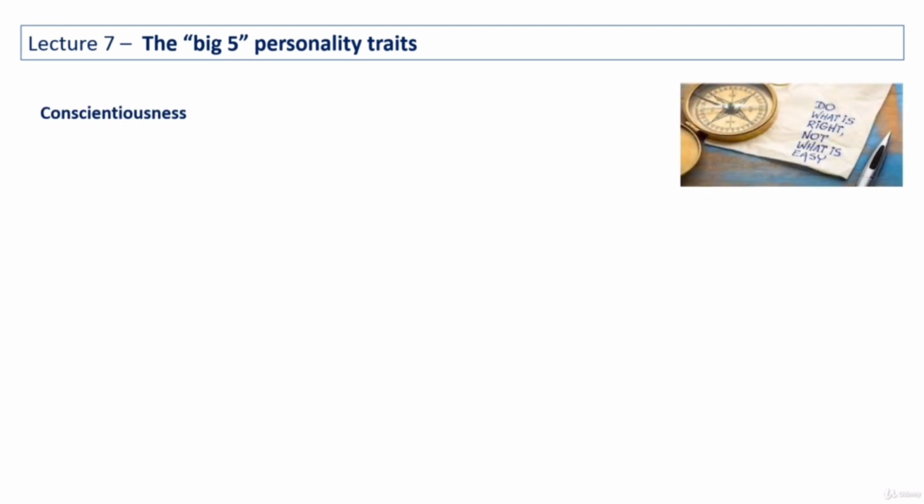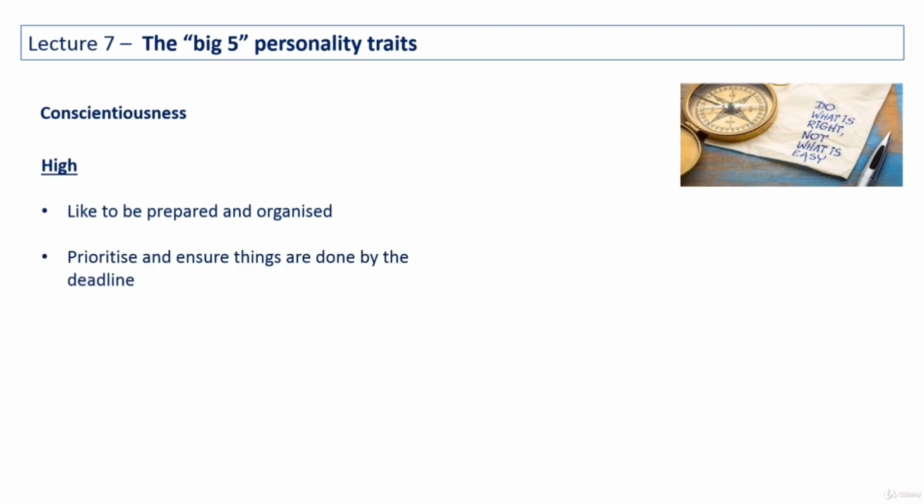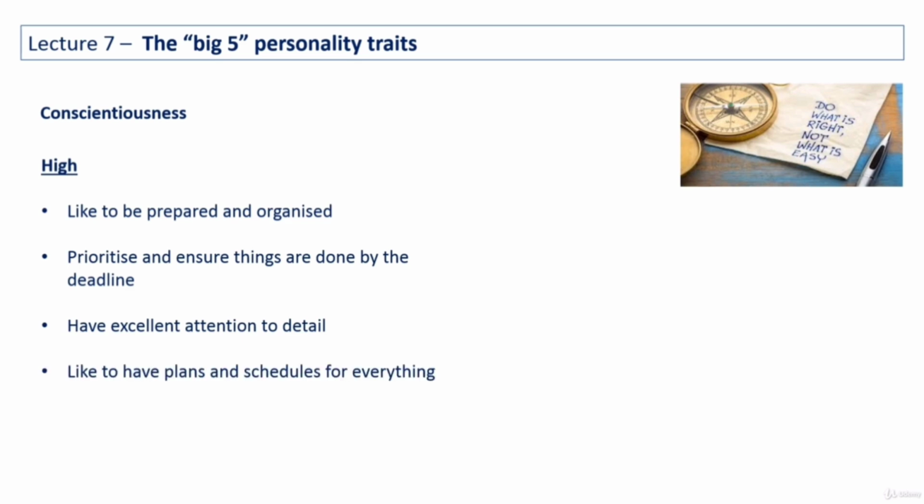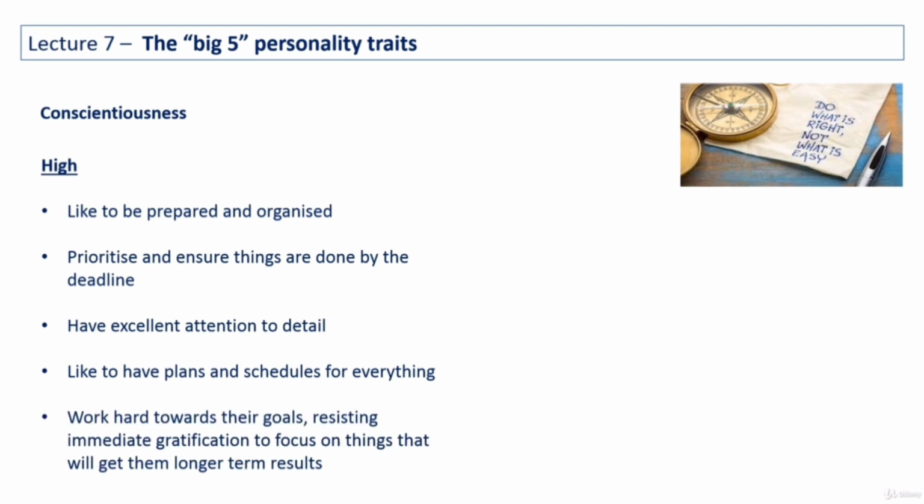Next up we have conscientiousness. Now this describes a person's ability to be self-disciplined and work hard and have self-control in order to pursue their goals. And people that score high in conscientiousness tend to have the following characteristics. They like to be prepared and organised. They prioritise and ensure things are done by the deadline. They have excellent attention to detail. They like to have plans and schedules for everything. And they work hard towards their goals, resisting immediate gratification to focus on things that will get them longer term results.